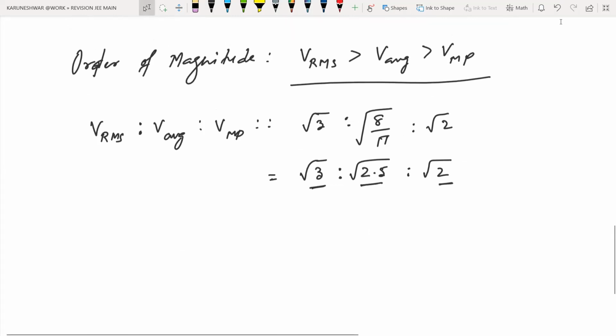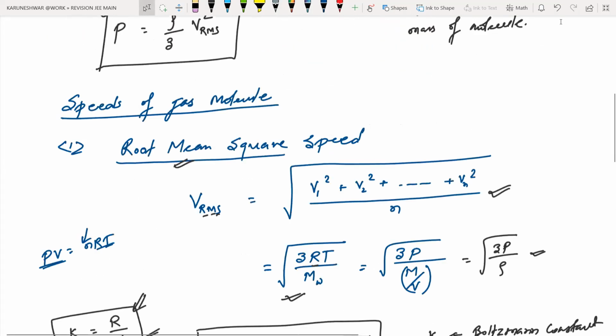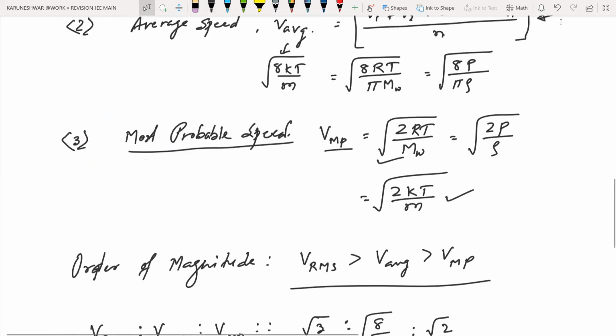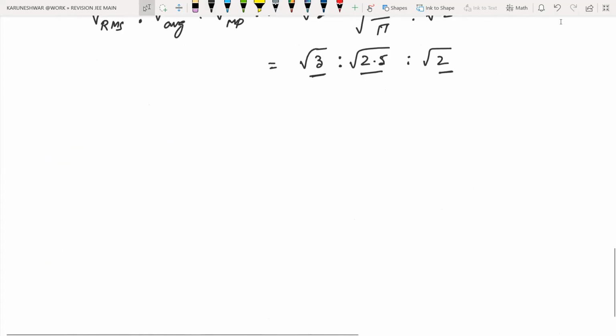Now, questions on the speed of gaseous molecules will be based on this much concept only. You can go through the questions already asked in JEE Main and practice what kind of questions are asked. Then we have kinetic interpretation of the temperature.